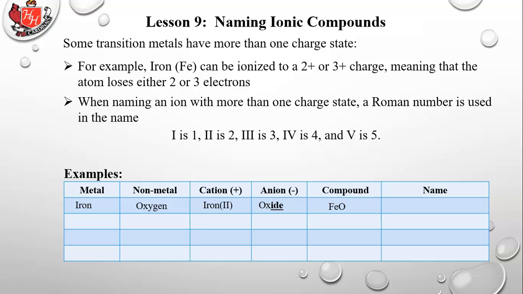So it's 1 Fe for 1 O, 2+, 2-. But the way you would write the name out is iron 2 oxide, and that's the way you would say it, iron 2 oxide. Copper, fluorine. Now we're going to use copper 2. Copper has 2 charges as well. We're going to use copper 2 in this case. The fluorine becomes fluoride. It's CuF2, and it's copper 2 fluoride.